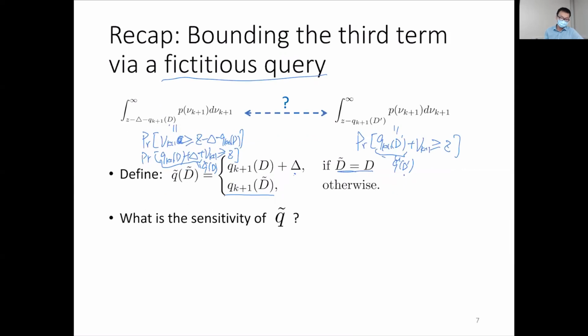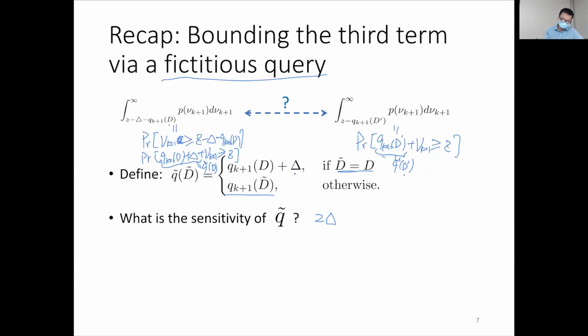Exactly, the answer is 2 delta. The global sensitivity of Q tilde is 2 delta, because for any data set D tilde that's not equal to D, it is smaller than 1, because Q_{k+1} has a global sensitivity of 1. On the other hand, whenever one of the two neighboring data sets involves D, you have this additional delta occurring. Therefore, it increases the sensitivity to 2 delta, and that's also the global sensitivity for all cases.